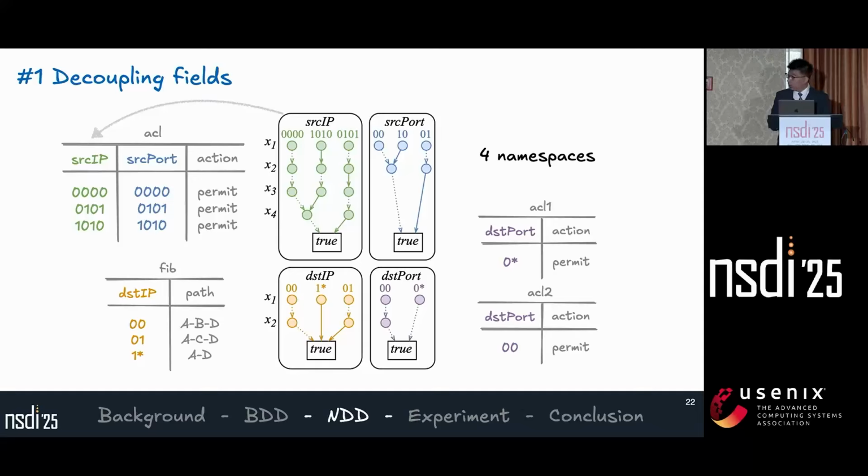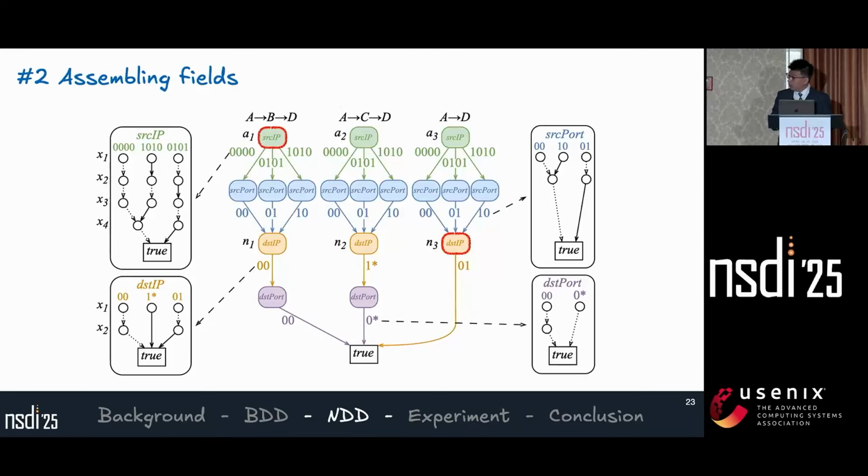To be more concrete, NDD will create per-field BDDs in the corresponding namespace such that the logical operations are restricted to the BDD in the same namespace. And in the example, we have 4 fields and 4 namespaces. And we can see that the redundant nodes in the field of source IP and source port are reduced because each value is only encoded once in the corresponding namespace. And after decoupling the fields, NDD can reduce its redundant nodes.